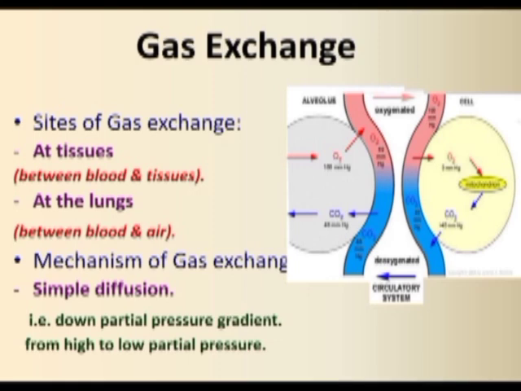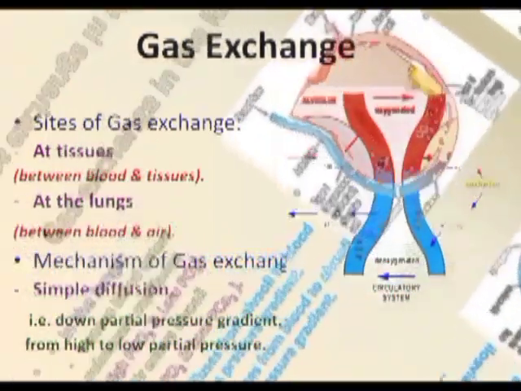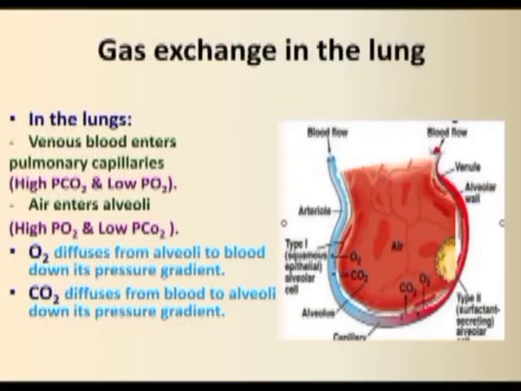Gas mainly exchanges at a site, that is called a tissue, between blood and tissue, and in the lungs between blood and air. The mechanism of gas exchange is very simple diffusion. Now we will discuss gas exchange in the lungs.